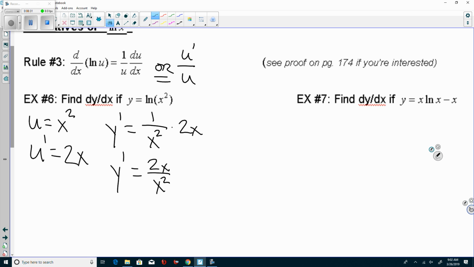Can I go further with that? Yes, you can. Cancel out the x's. This x cancels with one of these. I have 2 over x as my derivative, or 2x to the negative 1, you might see. Either one would be acceptable.